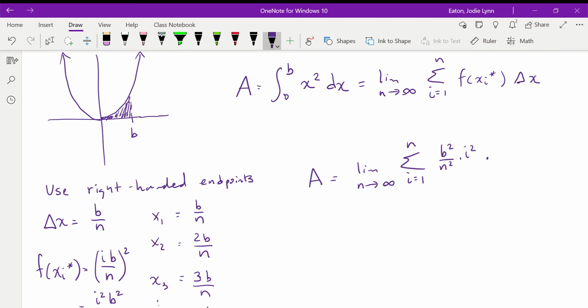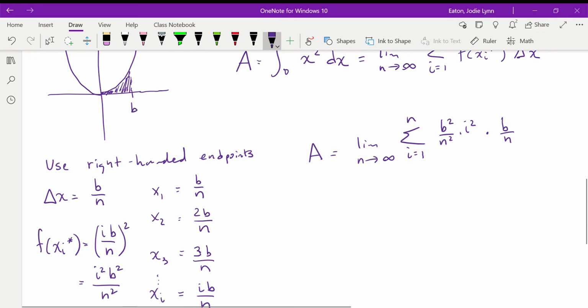This is going to be multiplied by delta x, which is b over n. So I can combine all those b's and those n's, and get that my area is still the limit as n approaches infinity. B and n are both constants for our purposes. We left b as a variable on purpose because we want to take an arbitrary constant, so b is going to be part of our answer. And n we're going to deal with when we get to the limit.